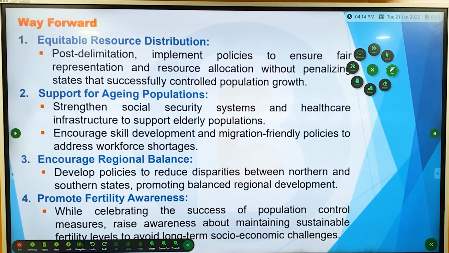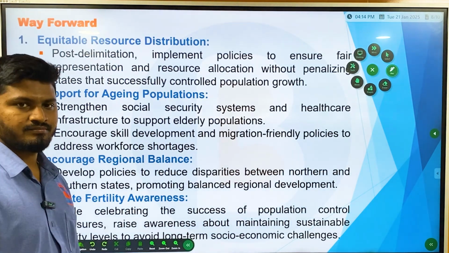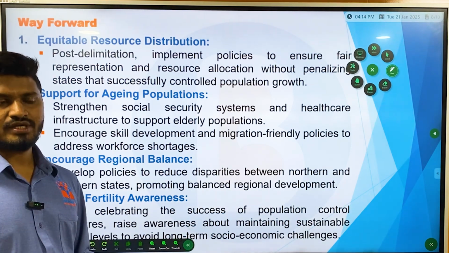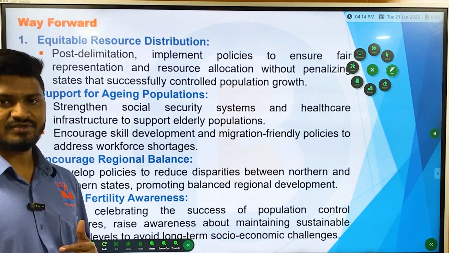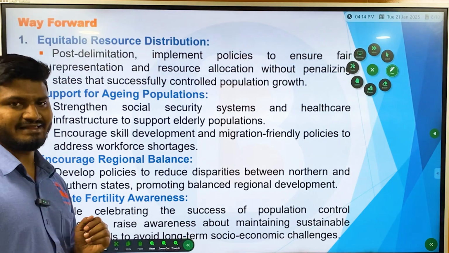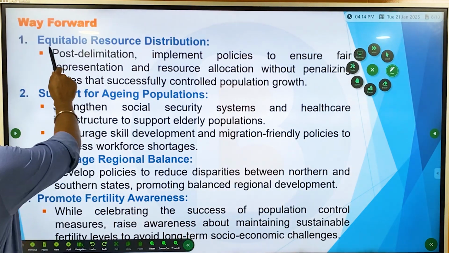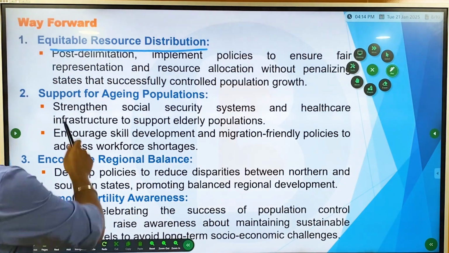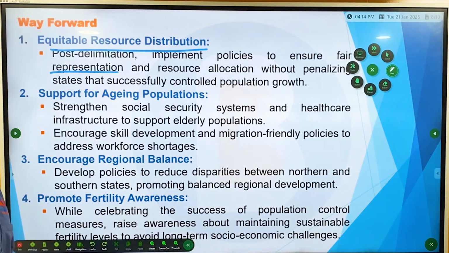Then, what should be the way forward then? Okay, so the fertility rate has decreased. Okay, in order to regain the fertility, it will take some time. So, what should be the way forward till then? There should be equitable resource distribution, that is post delimitation, implement policies to ensure fair representation and resource allocation without penalizing the states that successfully controlled population growth.